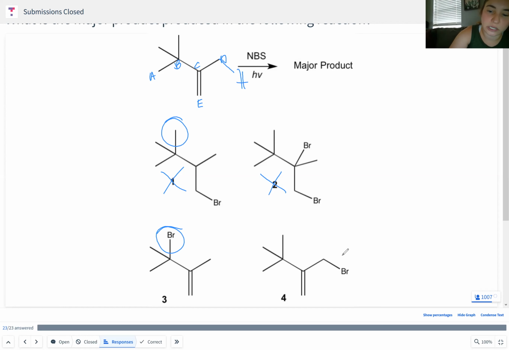This is the only molecule that showed us the abstraction of hydrogen and replacement with bromine and substitution in the allylic position. So answer 4 is the correct answer.